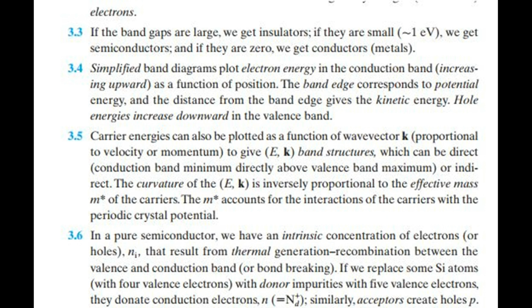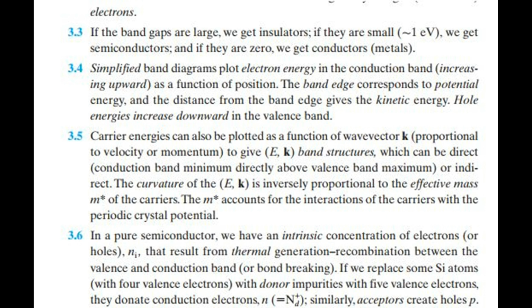3.5 Carrier energies can also be plotted as a function of wave vector k, proportional to velocity or momentum, to give E(k) band structures, which can be direct, conduction band minimum directly above valence band maximum, or indirect. The curvature of the E(k) is inversely proportional to the effective mass m* of the carriers. The m* accounts for the interactions of the carriers with the periodic crystal potential.